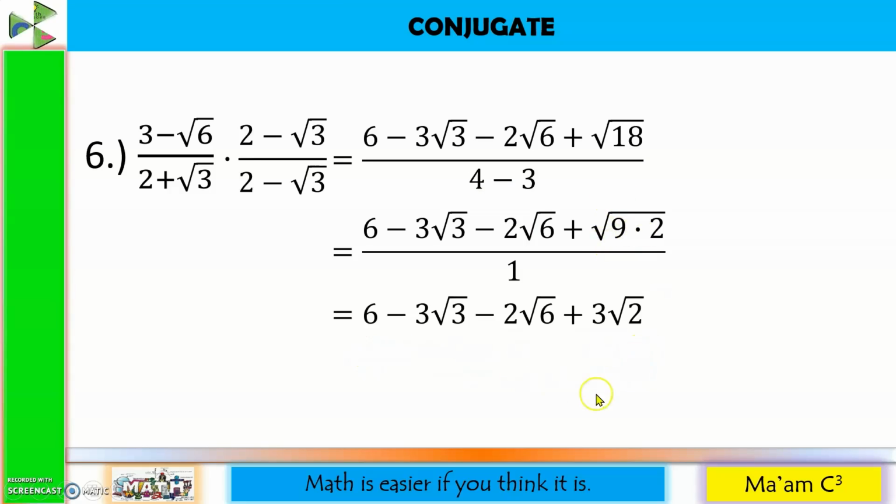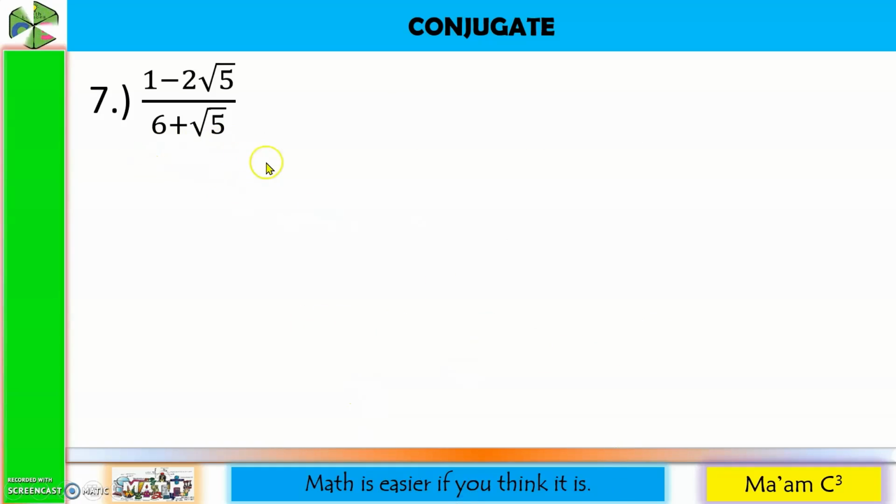And then we may not write 1 anymore, since there is nothing we can factor out from square root of 3, square root of 6, and square root of 2. This is our final answer. Next one, the conjugate of this is 6 minus square root of 5.